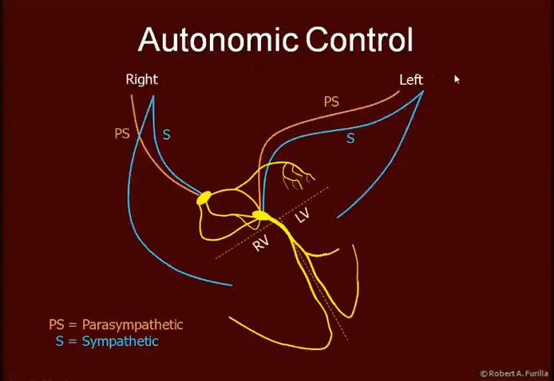Looking here at the right and the left, we can see that the parasympathetic nerve stimulates both the SA node and the AV node, with the right parasympathetic nerve primarily stimulating the SA node and the left the AV node.